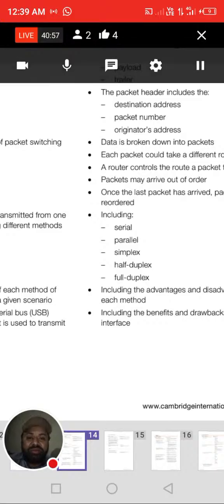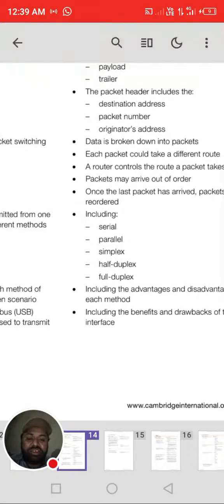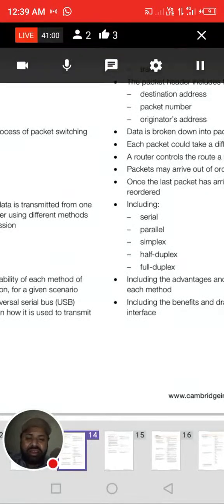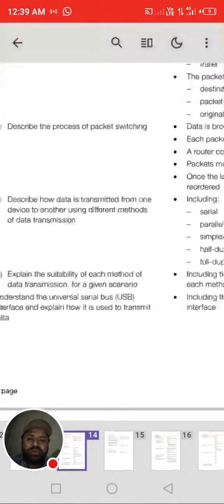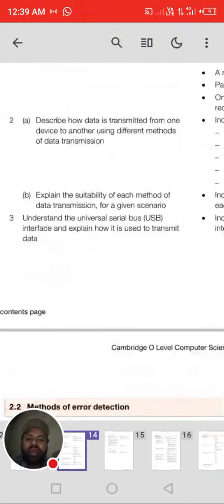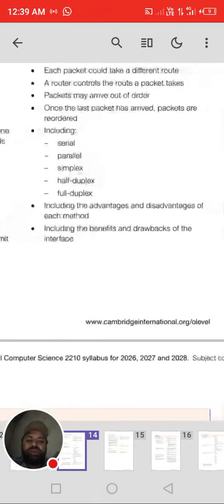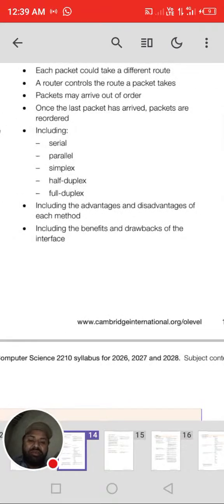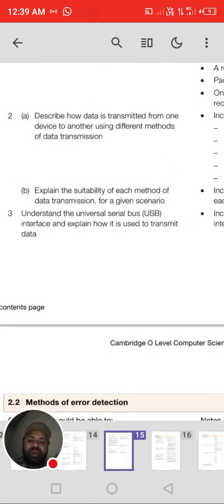This is the basic concept of communication and data transmission. We will cover all these in detail and in depth, hopefully. Explain the suitability of each method of data transmission for a given scenario, including the advantages and disadvantages of each method. We will cover that in future, inshallah.